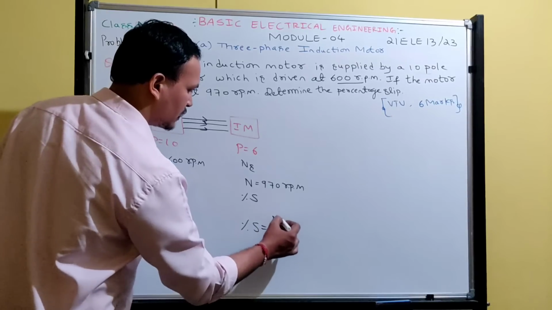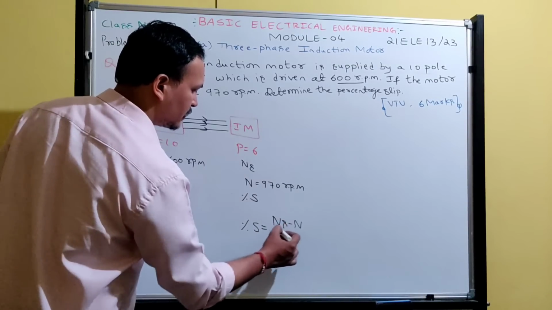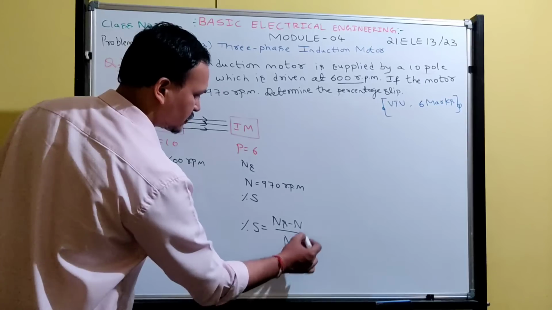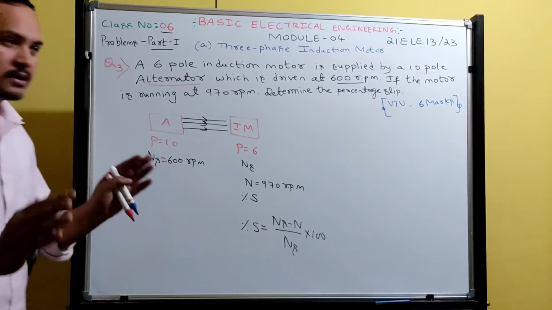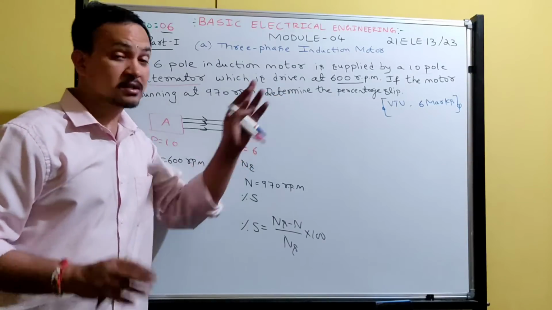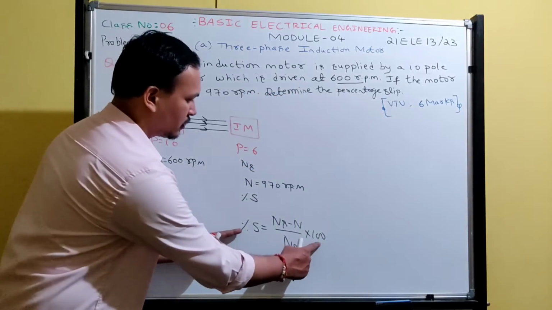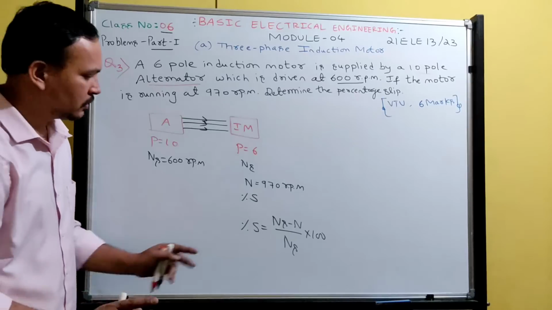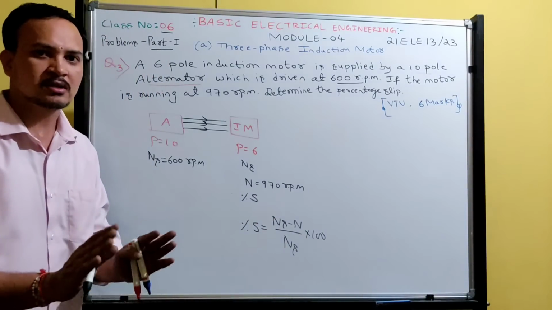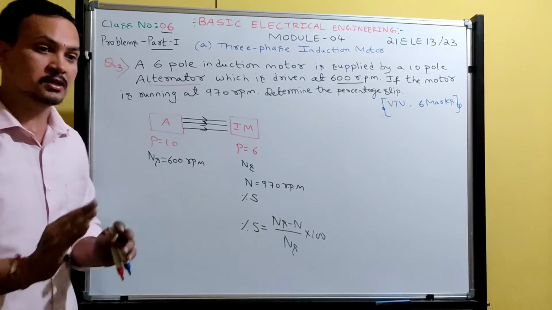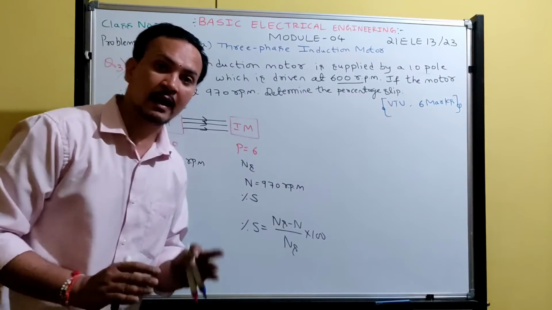What is the formula for percentage slip? Very simple: (Ns minus N) divided by Ns, multiplied by 100. That's it. If they ask simply to determine slip, then don't multiply by 100 and don't write percentage. S is equal to only (Ns minus N) by Ns. If they ask to determine percentage slip, then you multiply by 100.